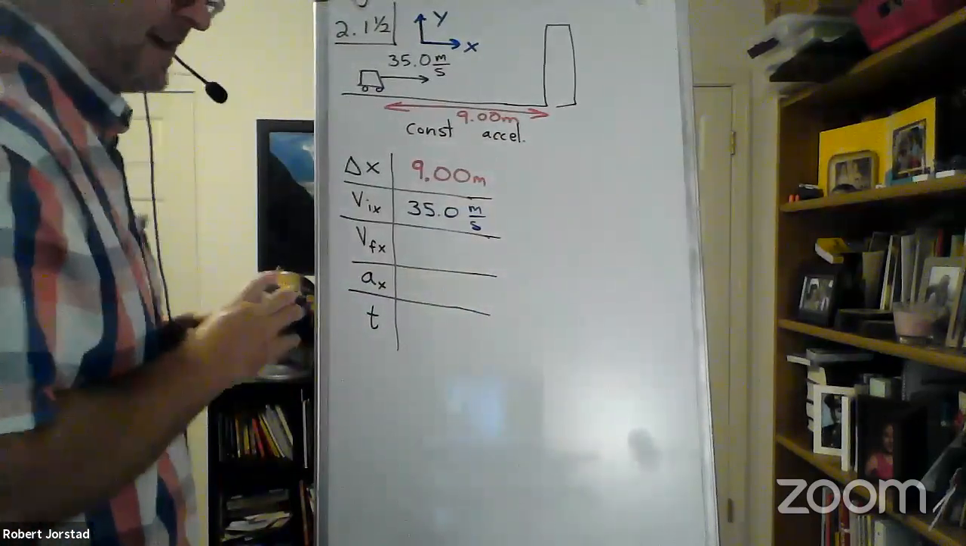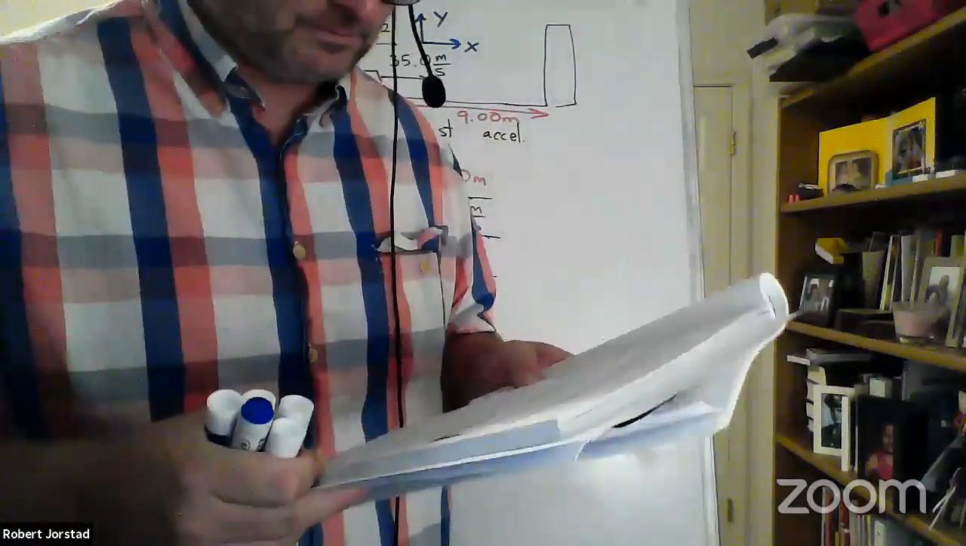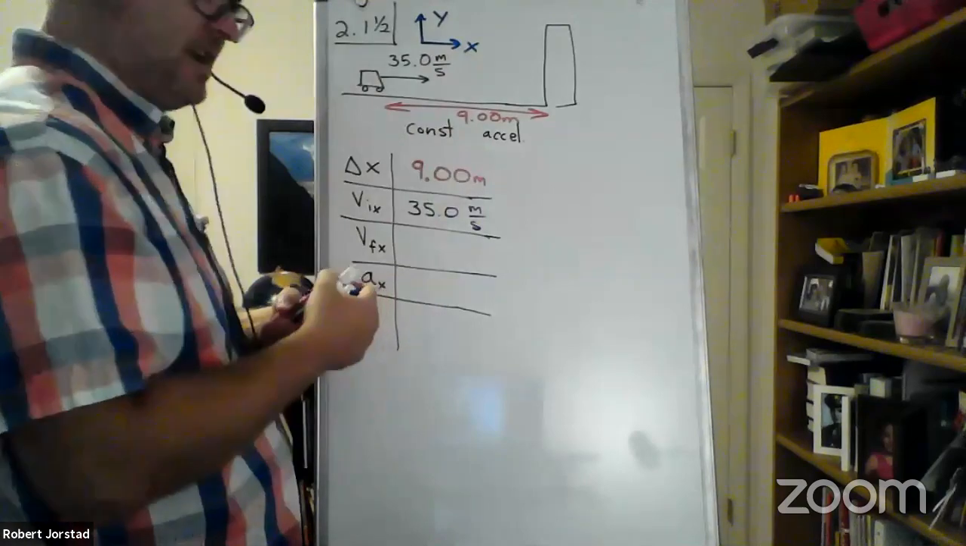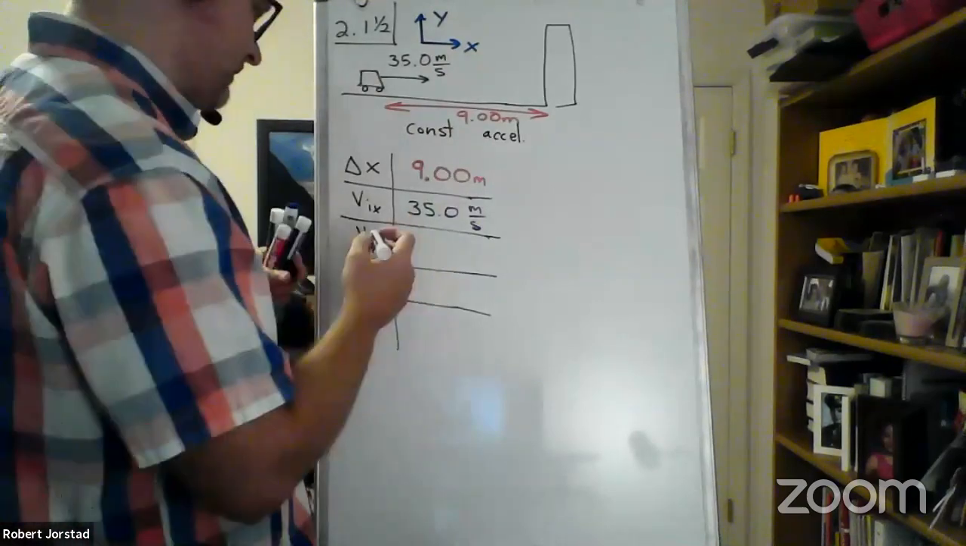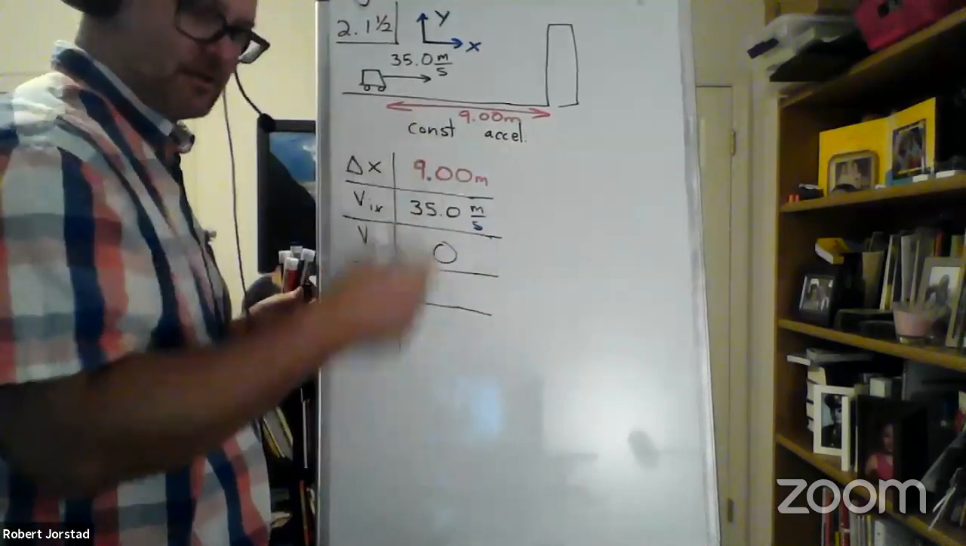What's V final X in this problem? Somebody else. 0. Yep. And what was the key word in the problem that gave you that clue? It stops in a distance of 9 meters. Yeah, it says time to stop, right? So very good. So that's what tells us that. And we don't even need units because 0 would still be 0.